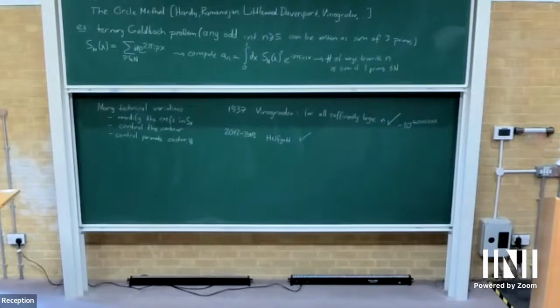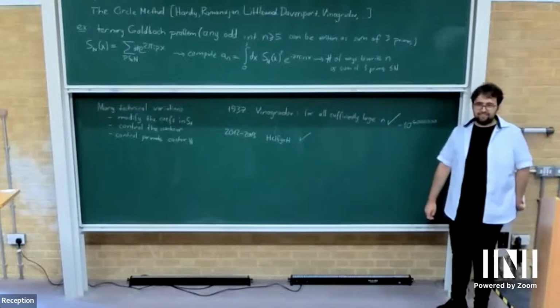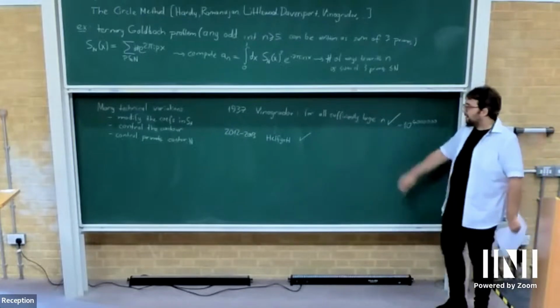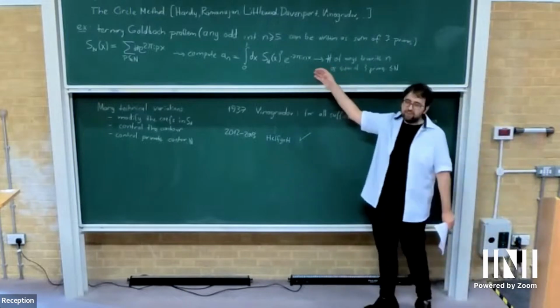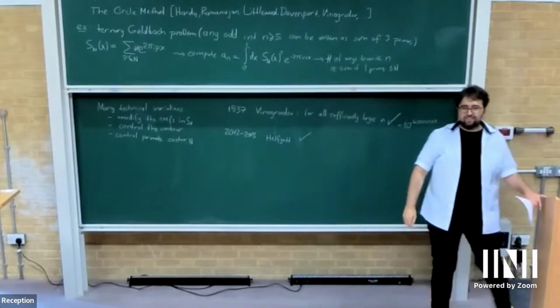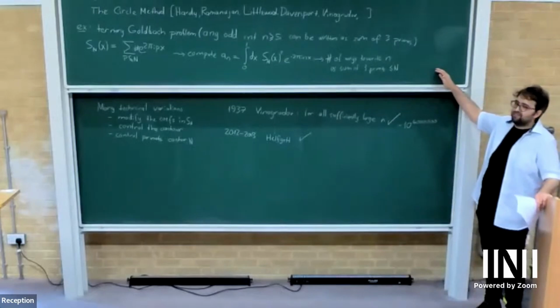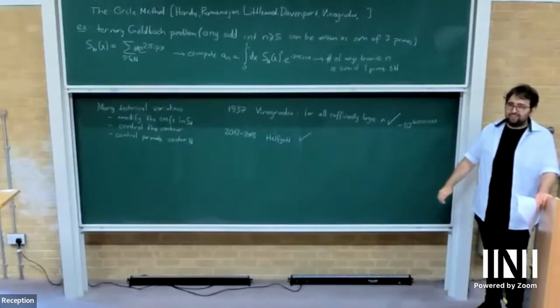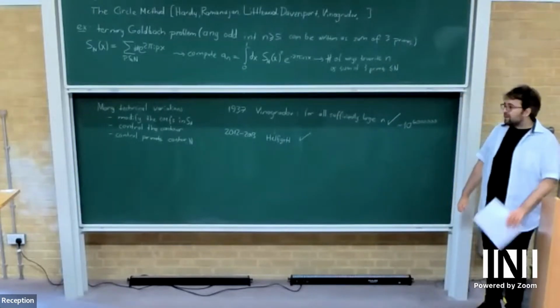Any other questions at this point? So did we know the method? Yeah, well, this method has variations. A large portion of analytic number theory is refining techniques like this.